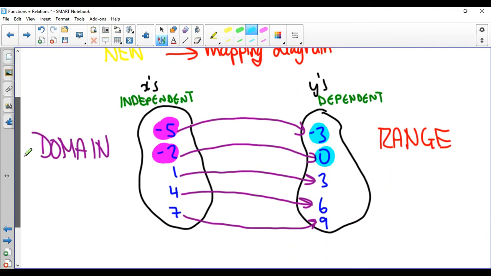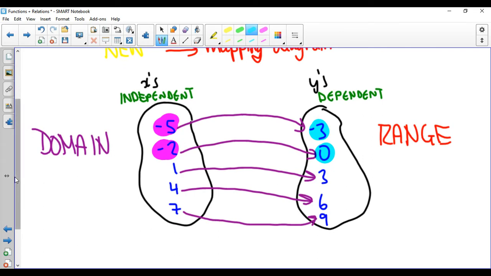All right. So this little island here is the x's. This little island is the y's. This is the domain. This is the range. I also put here independent and dependent. That's probably language that you remember from grade 9. Okay, the x values are what we call the independent variable, and the y values are the dependent.